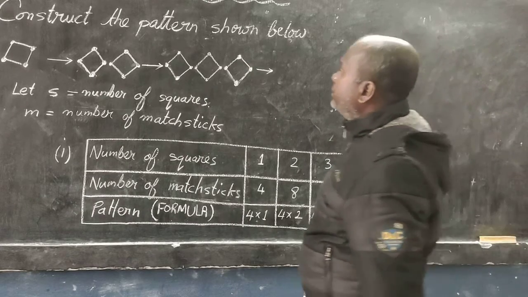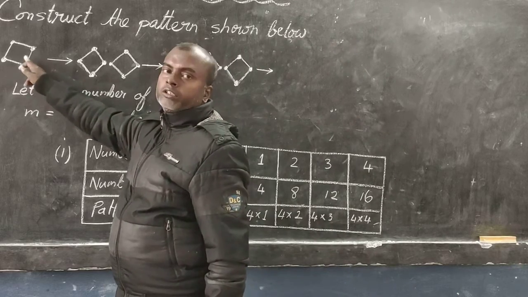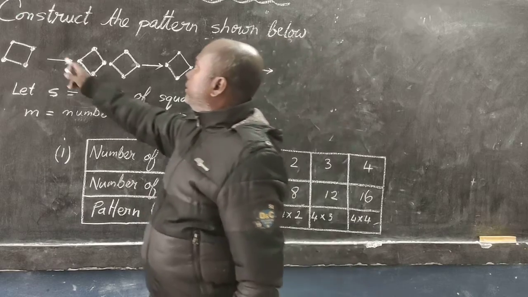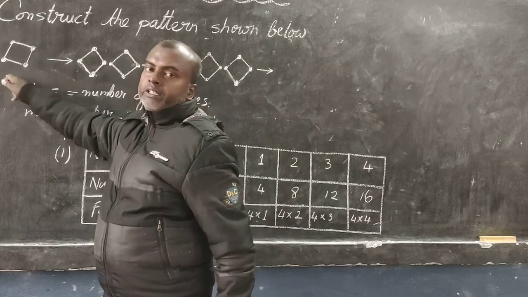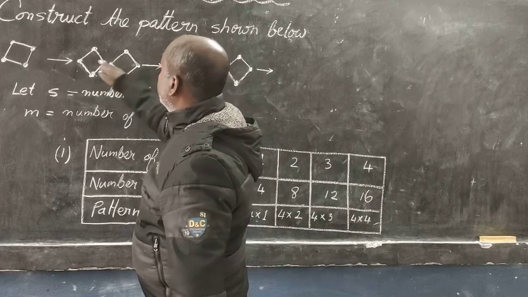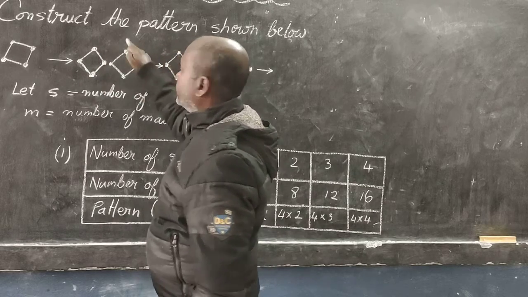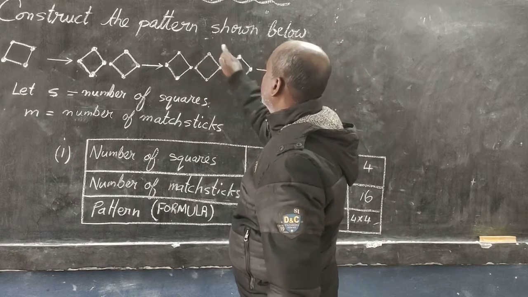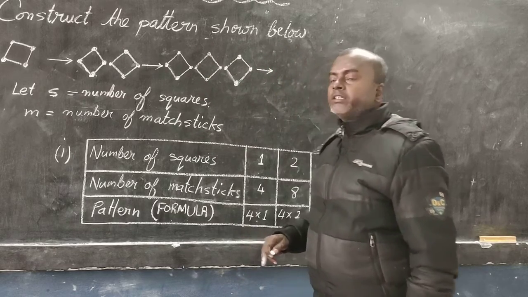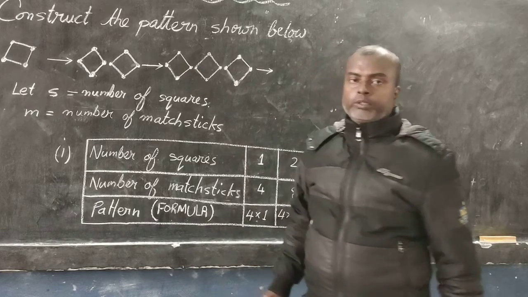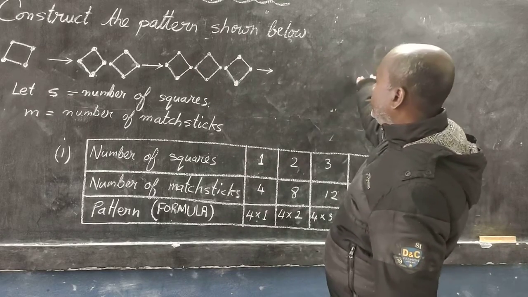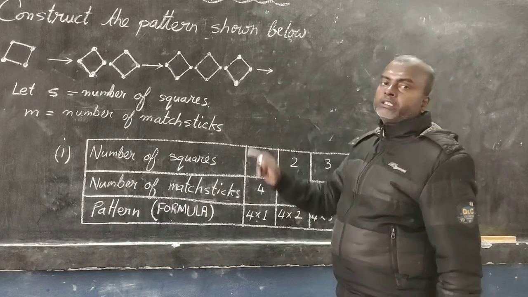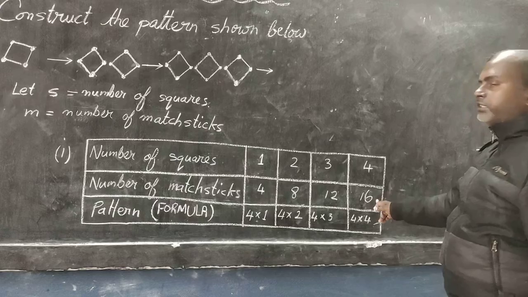Now, as you can see here, I have drawn matchsticks in your book. Also, you can see 4 matchsticks, 1 square. 8 matchsticks, 1, 2, 3, 4, 5, 6, 7, 8 matchsticks, 2 squares. Similarly, 12 matchsticks, and how many squares do we have? 3 squares. So, what will be if I use more matchsticks? 16 matchsticks, then how many squares can I make? So, that is given here in the table.